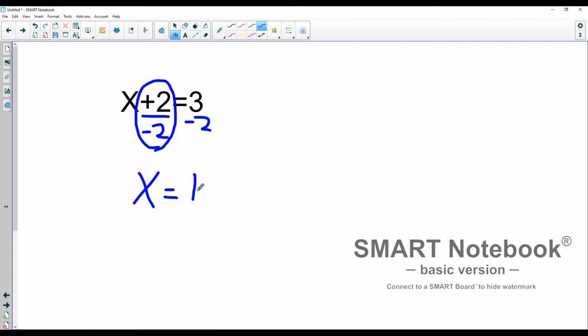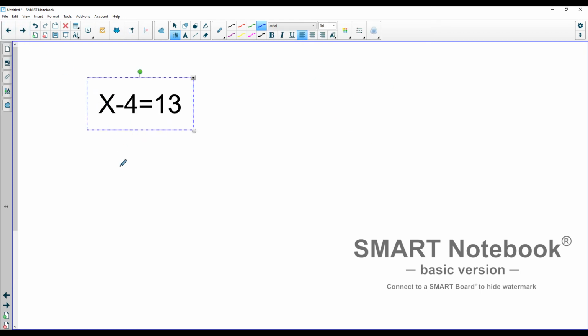If you wanted to check that, then we can take this x and replace it with 1. So if we say 1 plus 2 equals 3. Is that true? Well, yeah. 1 plus 2 is 3, and 3 equals 3. Okay. So let's take a look at another example.